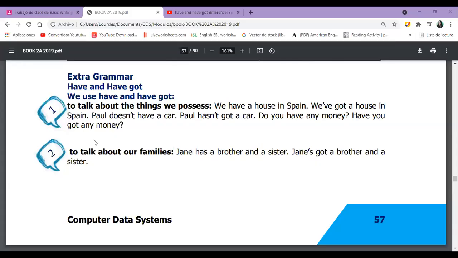Okay, so let's start. It says, extra grammar: have and have got. How do we use have and have got? Both mean the same, tener. But what is the difference between both? The difference is, number one, that we use have and have got to talk about things that we possess.